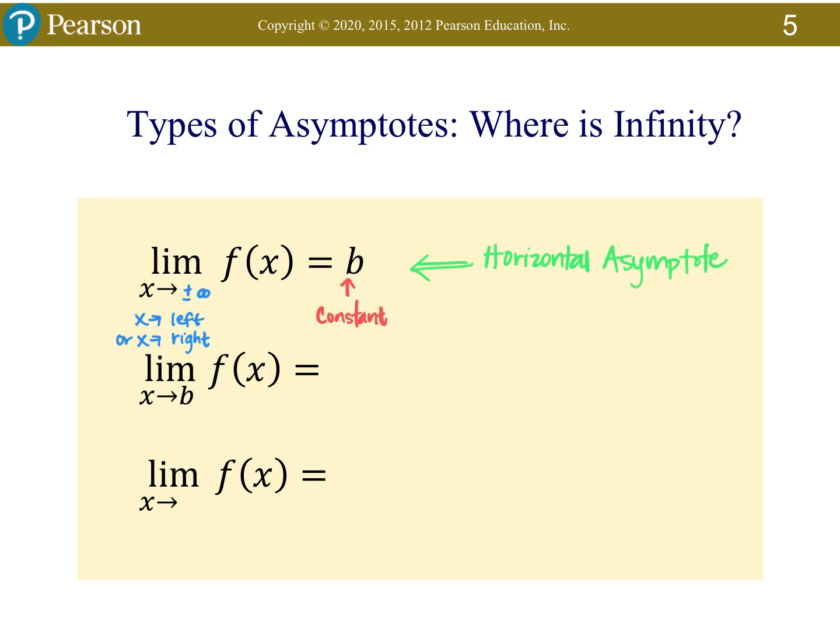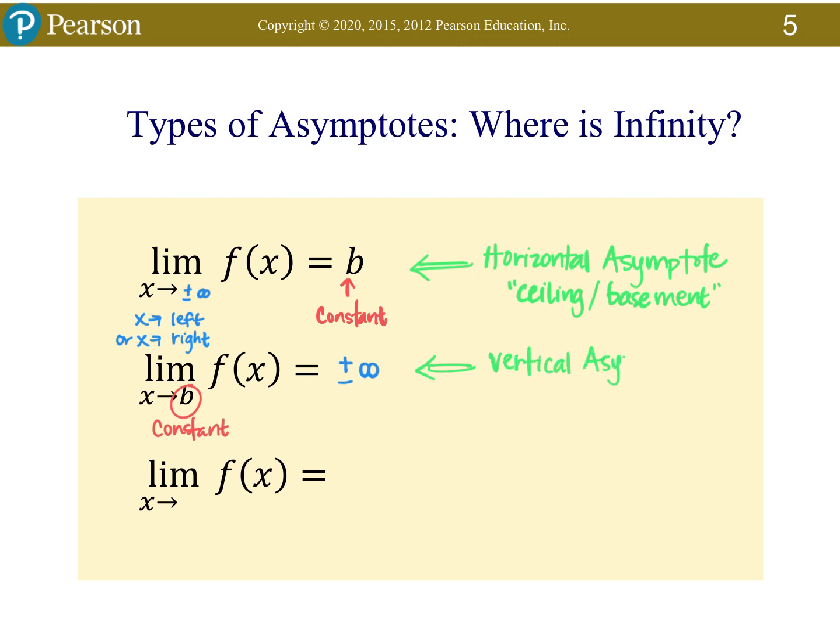If you have x approaching b, so there's your constant again, if you have x approaching a constant, and if that is equal to plus or minus infinity, that's a different kind of asymptote. That means you're hitting a wall, not hitting a ceiling, but hitting a wall. So think of it that way. Your horizontal asymptote is like a ceiling or a basement. It can't go any higher, it can't go any lower. Those are the boundaries. When you have infinity as the result, now you're looking at a vertical asymptote.